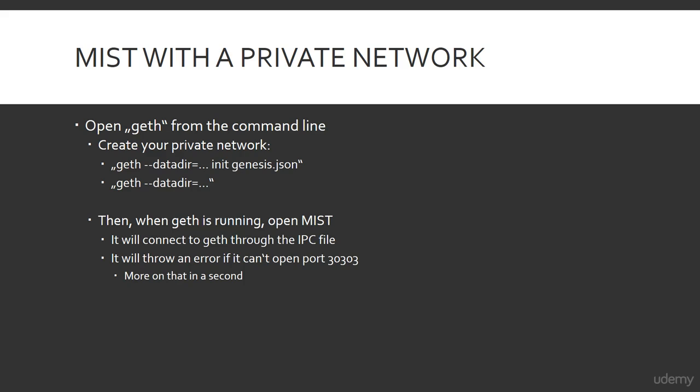Then when Geth is running, you open Mist. It will connect through the IPC file to the Geth node. If it cannot find the Geth node, or if there's another problem, it will try to start its own Geth node. This will result in an error, because there cannot be two Geth nodes running at the same time through the same port 30303, and it will throw an error. But more on that in a second.